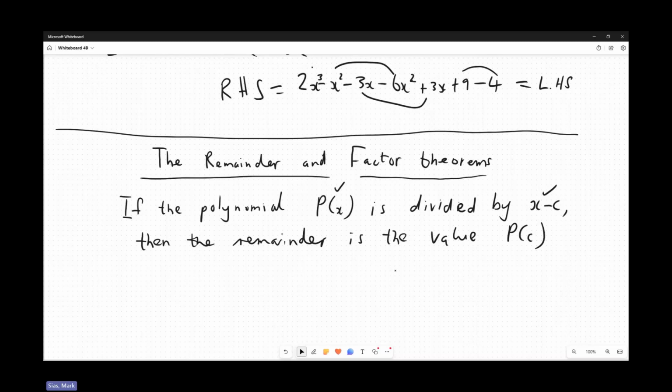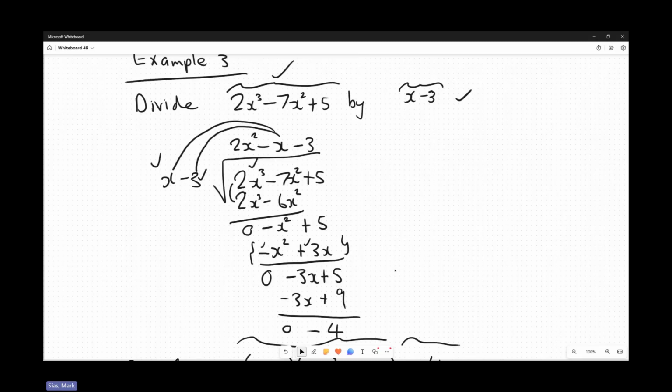Right. So maybe we can just apply this on some problems. We can do the proof quickly. So let's just see something. If the polynomial p of x, so this is the big one. Let me just remind you what p of x is again, guys.